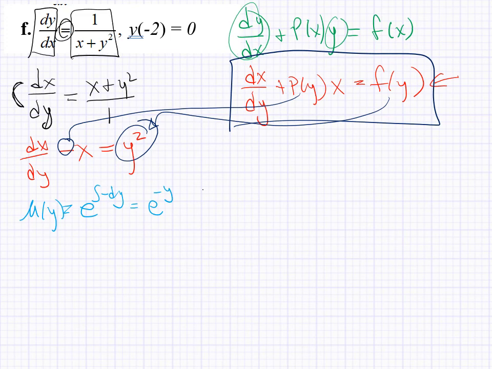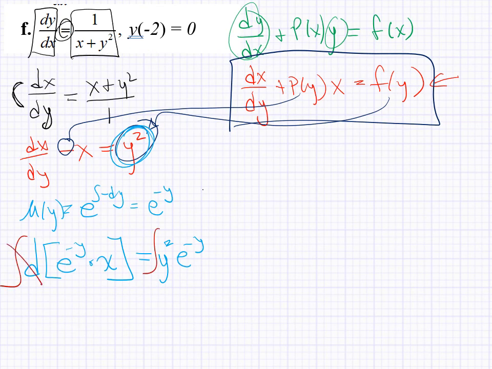Okay. Then I'm going to multiply through by that integrating factor, which is going to turn the left-hand side into the derivative of the integrating factor times x now, equals, on the right-hand side, f of y times the integrating factor, so that's y squared times e to the -y. And then I'm going to go ahead and integrate both sides, canceling this out. It would require me to do this integral with respect to y.